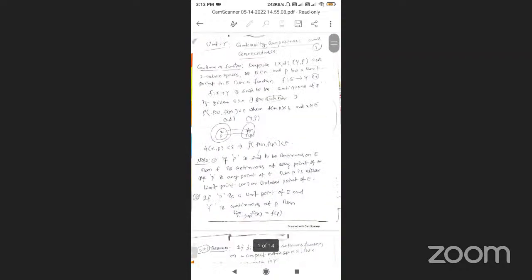This is my notes. The topic is on page number 53, Unit 5, Continuity, Compactness and Connectedness. Unit 5. All of you, open your textbook. This page 53 is a normal introduction. On page 54, we have section 5.3.1.